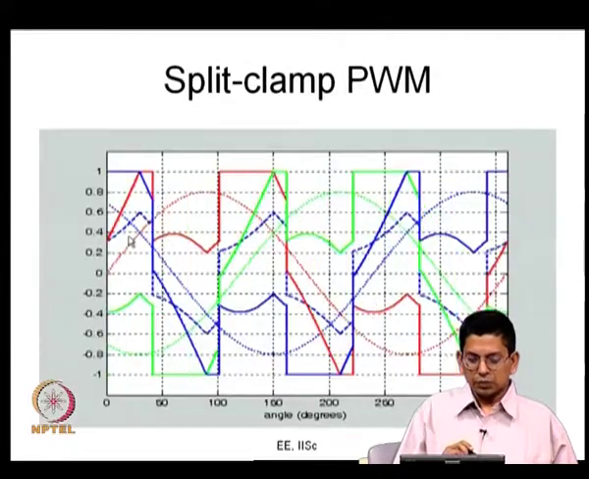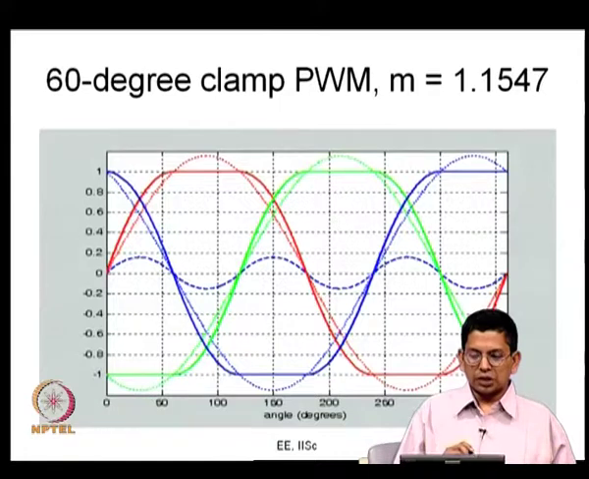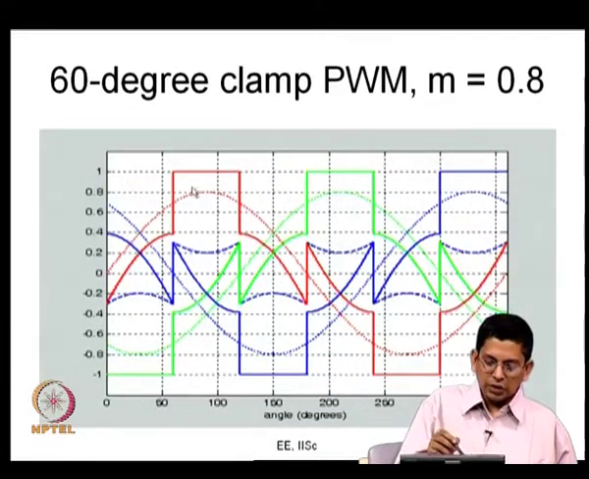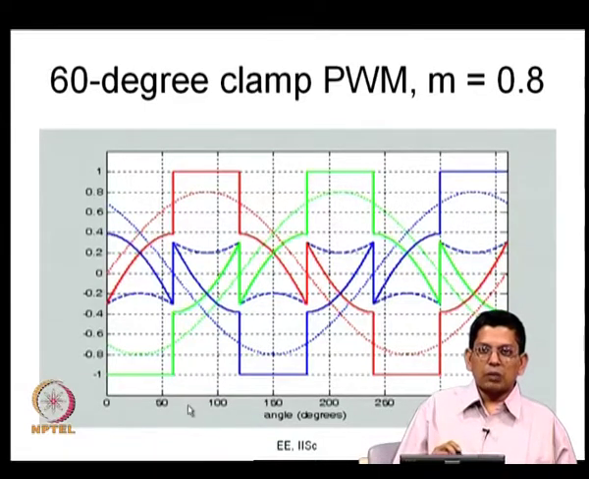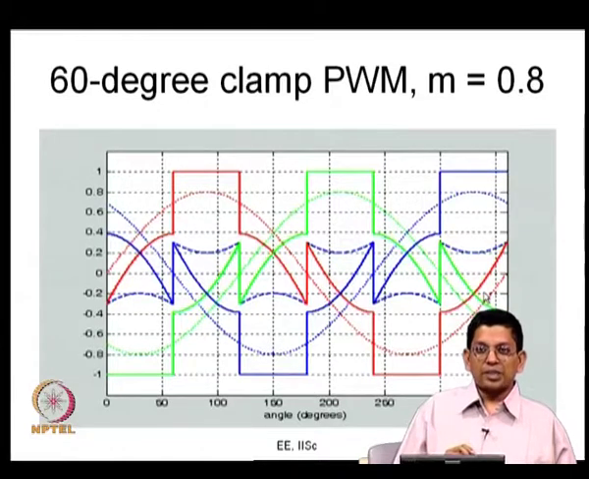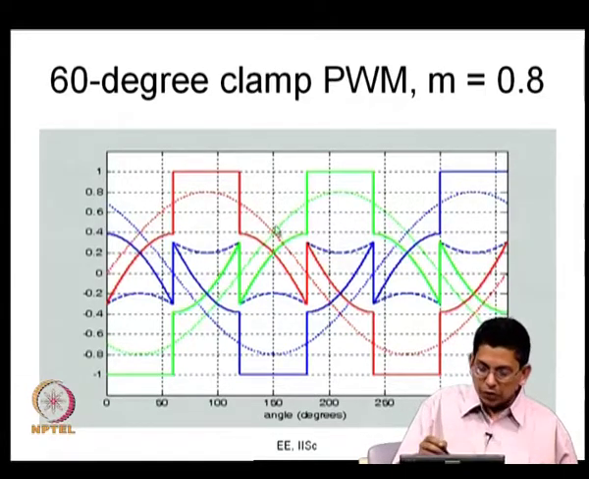Let us take one continual clamp PWM, the simplest is 60 degree clamp PWM. So, you take it here now. What happens here, R phase is not switching at all here, and what is the R phase fundamental voltage? It is simply proportional to this now. Now, let us say the load is unity power factor, the AC side load is a unity power factor load. So, the current will also be in phase with the voltage now.